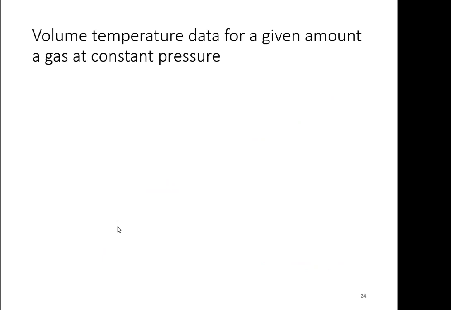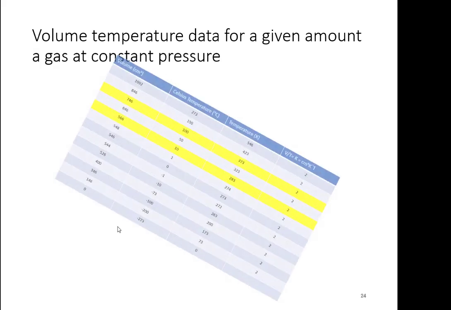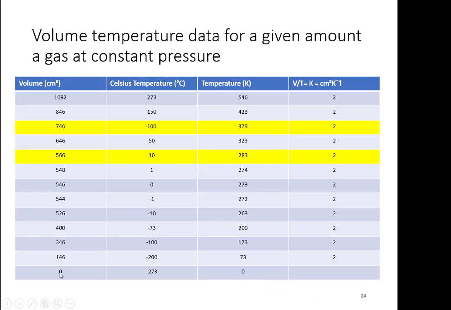Let's see the temperature volume data for a given amount of a gas at constant pressure again. You can observe that when temperature is 283 Kelvin, 10 degrees centigrade, the volume is 566 cubic centimeter. While at 373 Kelvin, 100 degrees centigrade, the volume becomes 746 cubic centimeter. Now we shall apply Charles's law at these conditions. So according to Charles's law, V1 over T1 is equal to V2 over T2. It's equal to constant K.